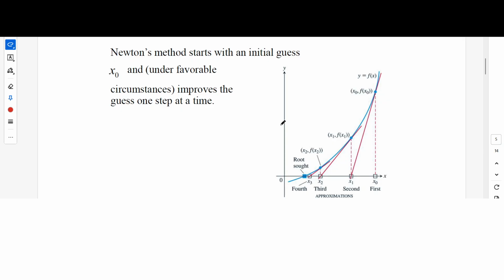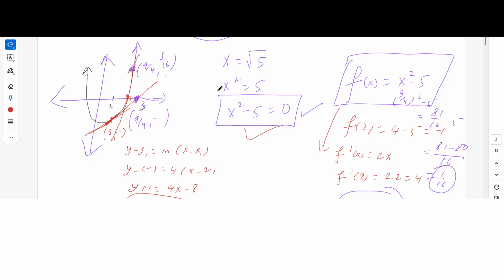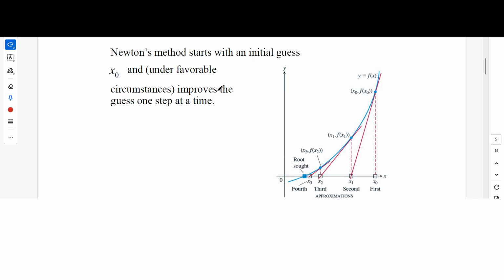So what is Newton's method? Newton's method is to start with an initial guess, which is supposed to be under some favorable condition. Like in our example, I start with 2 because the value of the function at 2 is easy to find, right? And then you improve the guess one step at a time.